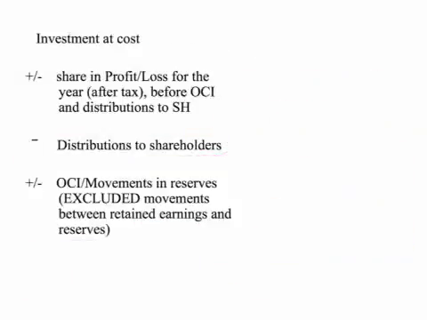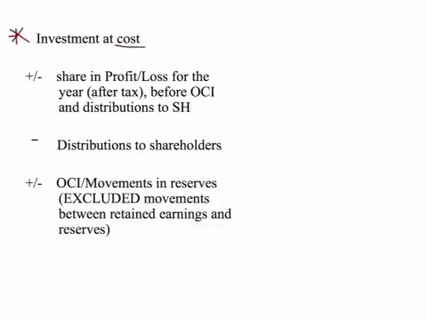This video clip just looks at the recognition of an investment in an associate and the typical adjustments that are made to that value subsequent to the investment being made. Now, the first entry will be recognizing your investment at cost, and that would be in the records of the investor.